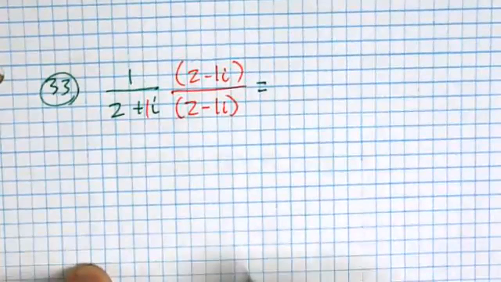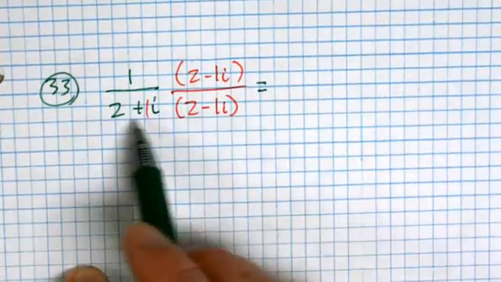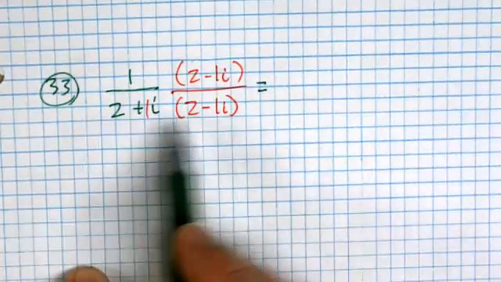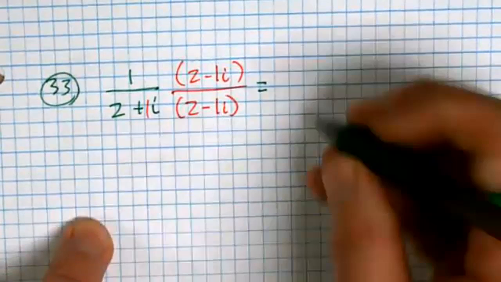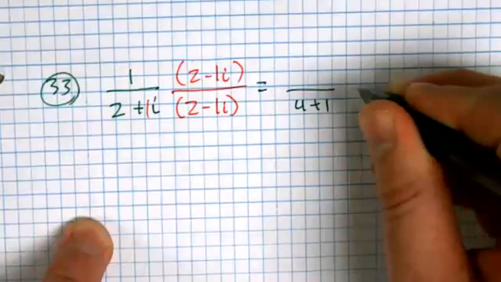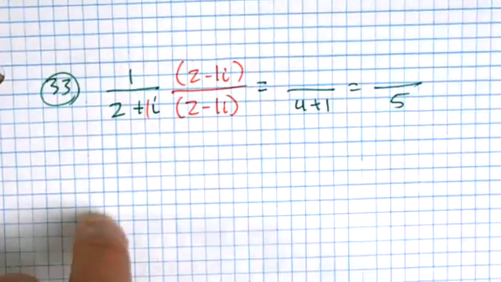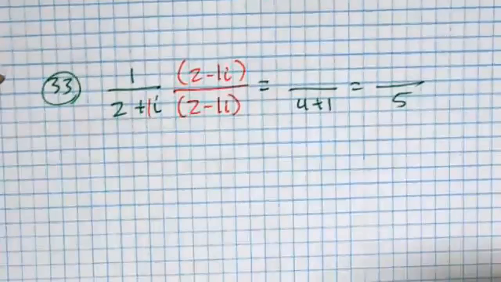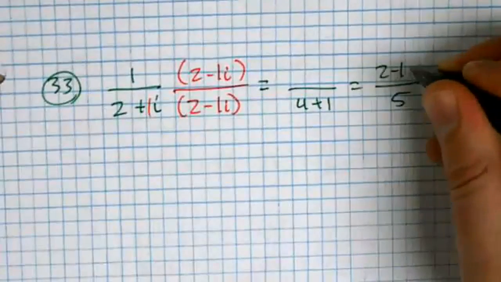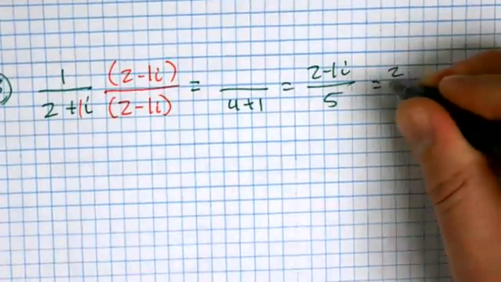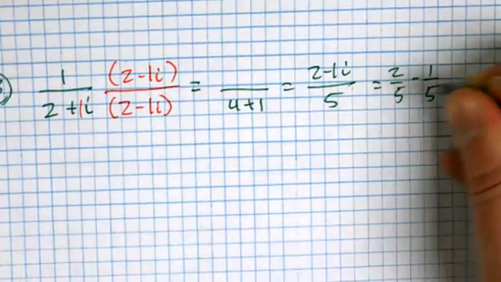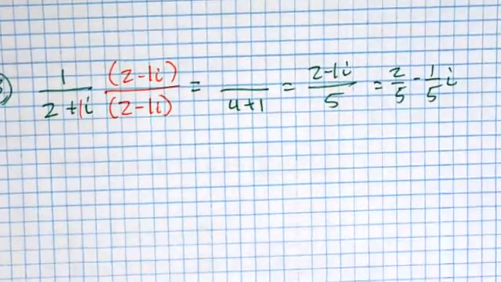All right. So check it out. Because I picked the complex conjugate on the bottom, this is easy, right? Square the first thing, square the second thing, add them together. That's 4 plus 1. That's a 5 on the bottom. Agreed? And then on the top, we've got a 2 minus 1i. And then we write it in our final form, which is 2 over 5 minus 1 over 5i. That's our final answer for number 33.